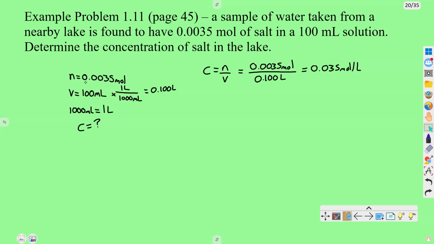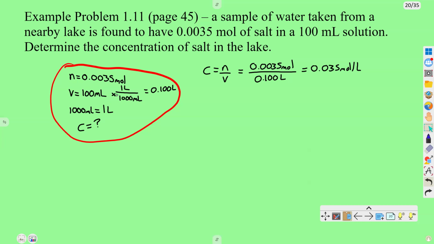Well, again, we're going to set up our variables. So the number of moles is 0.0035 moles. Now you might be saying, can I convert that into 3.5 times 10 to the minus 3 moles? Yes. Not necessary, but you can do that. Here we have 100 milliliters. We know that we need to convert our volume into liters.